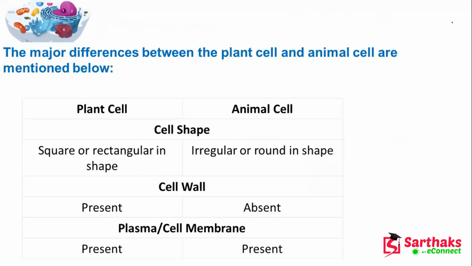Okay, so if it is with a diagram, then you have to draw this diagram. If they are asking only for the difference, then first we discuss cell shape. The plant cell is square or rectangular in shape, and the animal cell is irregular or round. Cell wall is present in plant cell and absent in animal cell. The plasma or cell membrane is present in the plant cell and present in the animal cell also. Okay, so we'll discuss this difference elaborately in the next lecture.